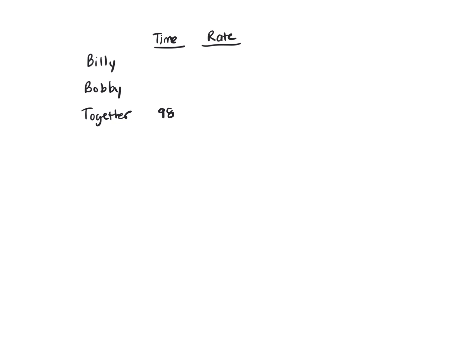It says Billy could mow the lawn by himself in 40 minutes less time than it would take Bobby. We don't know Bobby's time, so we're going to call it X. Billy's time is 40 minutes less than Bobby's, so that would be X minus 40. We're trying to figure out how long it would take Bobby to mow the lawn by himself, so we're trying to find X. Now that we have individual times in this first column, we need to represent those times working with somebody else, and the way you do that is you take the reciprocal. So that would be 1 over X minus 40, 1 over X, and 1 over 98.